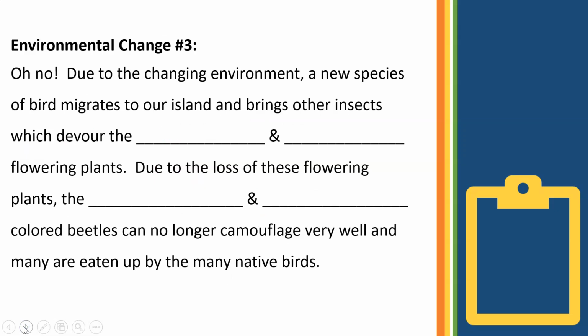But oh no, due to the changing environment, a new species of birds migrates to our island, and it brings other insects. These insects are devouring the, you've got to choose 2 colors randomly. Write these colors in the blank. Don't put these cards back in. Now, we've lost these 2 flowering plants. And so these colored beetles can no longer camouflage very well, and they get eaten up by the native birds. Take out those colored beetles from your population in bowl 3.